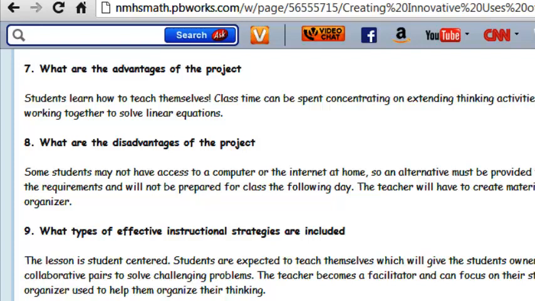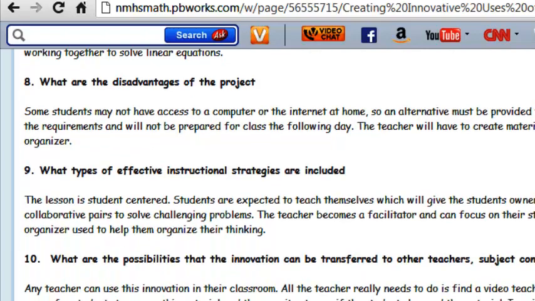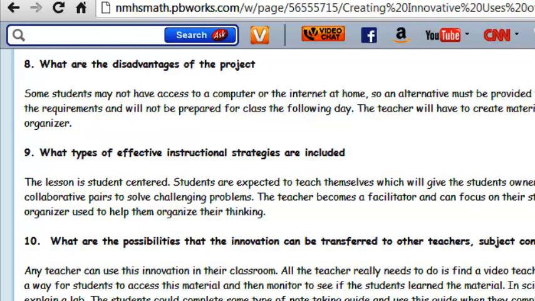They can also work together to solve linear equations, both things that they would have difficulty doing at home by themselves with a parent that possibly doesn't remember how to do it. There are disadvantages. Some students may not have access to a computer or the internet at home, so an alternative assignment would probably have to be provided for those students, or perhaps allow them some class time to preview the videos before they go home.